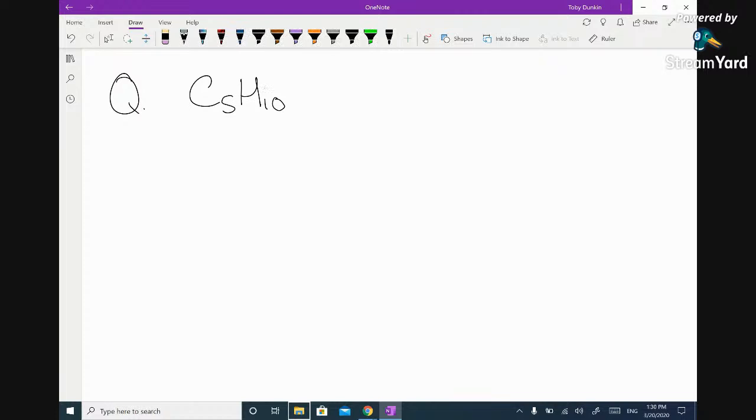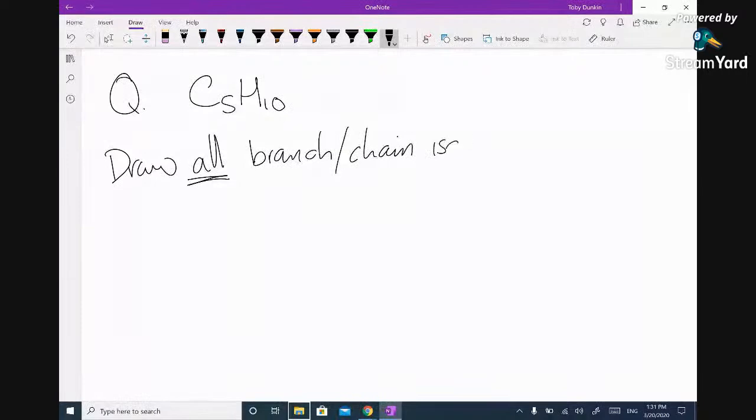Right, now you'll notice I've done something very subtle. I have changed the number of H's. What that means is that all of a sudden I'm going to have a different molecule, probably an alkene. Now, I'm going to give you a very specific question here: draw all branch/chain isomers.